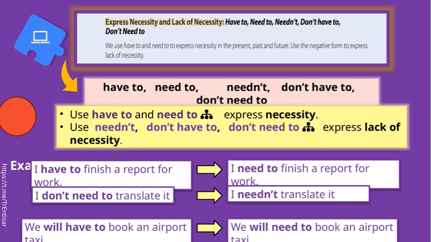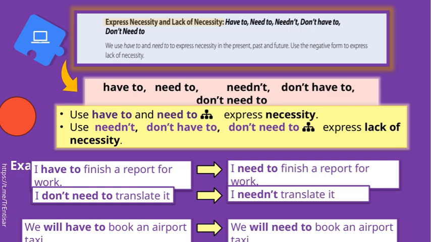Moving on, I want to highlight the difference between "I needn't translate it" and "I don't need to translate it." These two are similar but slightly different in usage. I needn't is a contraction of need not, meaning it's not necessary for me to translate it. On the other hand, I don't need to also means it's not necessary, but it's more common in everyday speech.